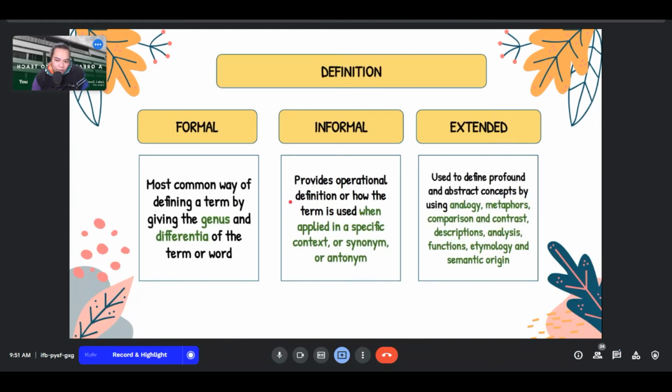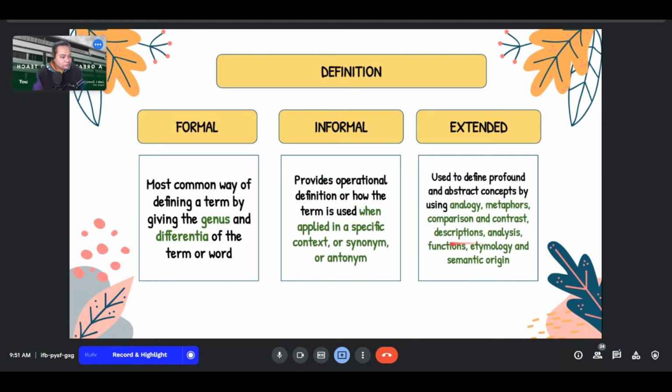Next, when we are doing definition, we have 3 types. The formal, this is when we give the genus and the differentia. We'll talk about that later. And the informal, when we give applied a specific context, synonym or antonym. This is usually what we do. Okay? The informal definition. Because again, it's easier to explain. Okay? And the extended, where we give analogy, metaphors, comparisons and contrasts, descriptions, analysis. Yan. May mga iba't iba tayong ways of defining a certain concept.